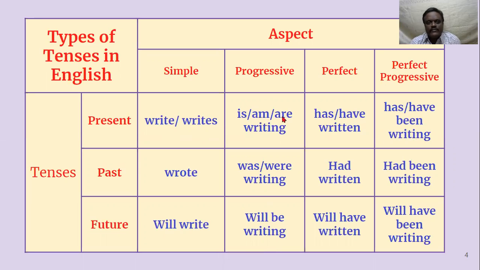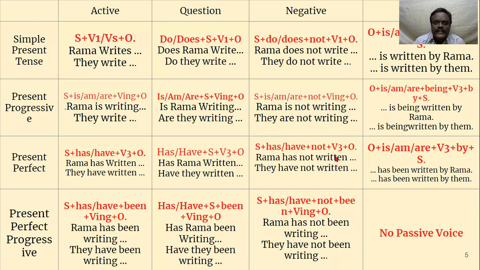Verb forms change from one aspect to another aspect. In present tense, we have simple present tense, write or writes, progressive, is, am, are, plus writing. These things I have explained in the last class. Let me go to the next one in detail. We are going to have each and every tense formula and how we are going to write that one.